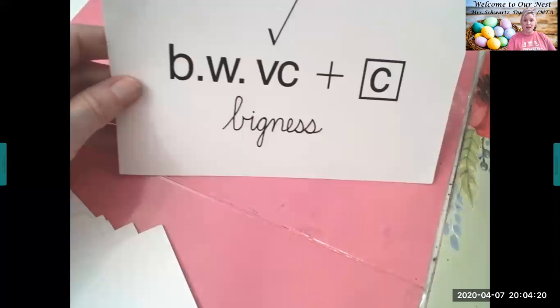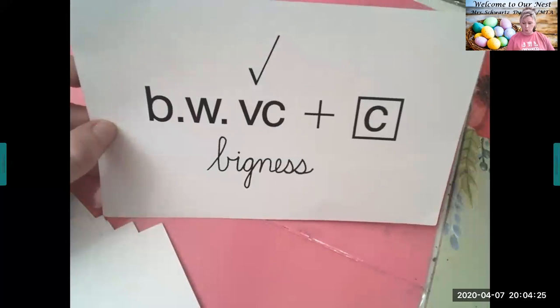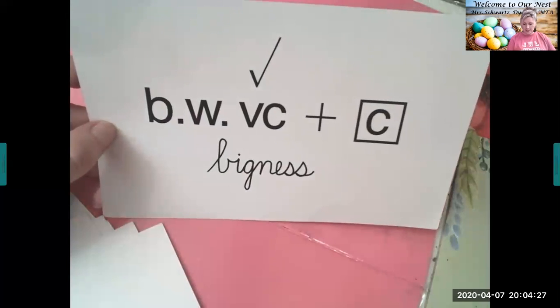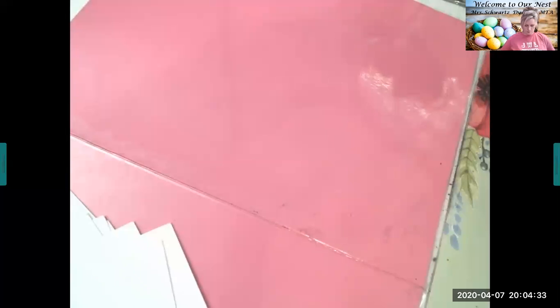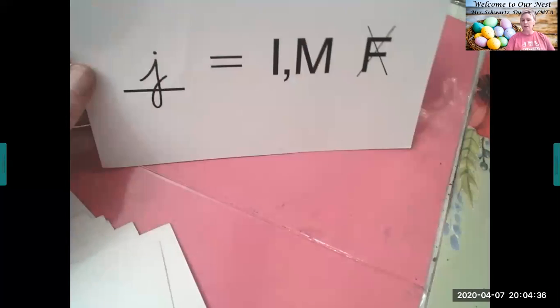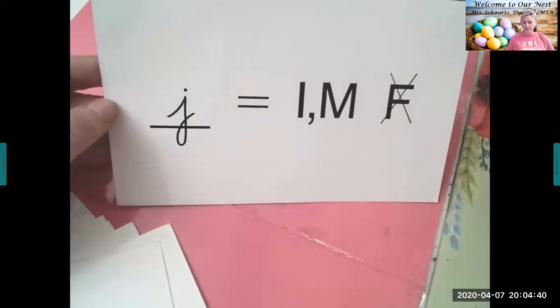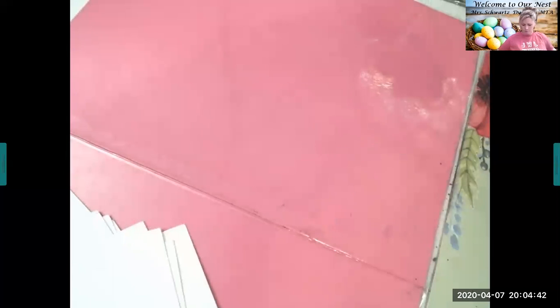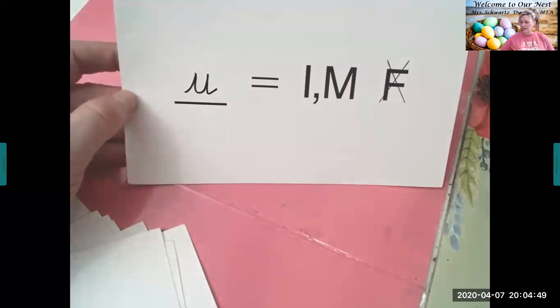When adding a consonant suffix to a base word ending in one vowel and one consonant, the spelling of the base word does not change. English base words do not end in J. English base words do not end in U.